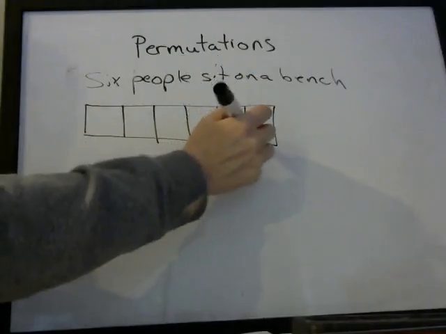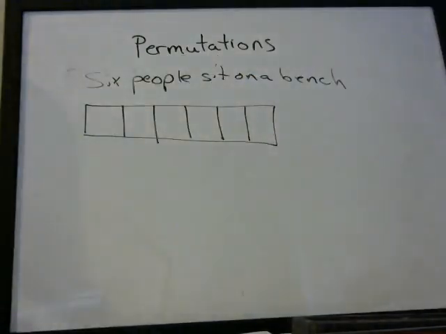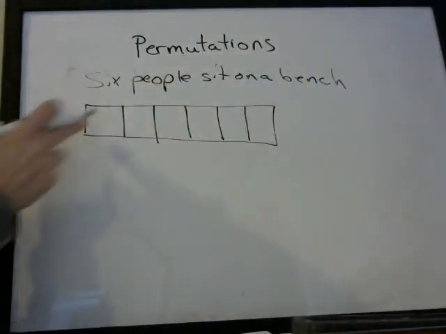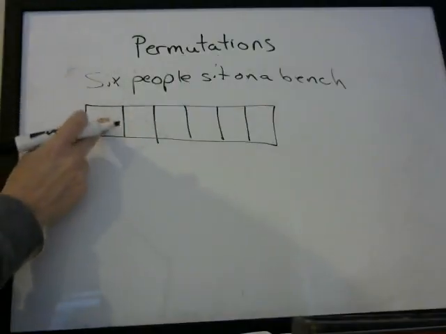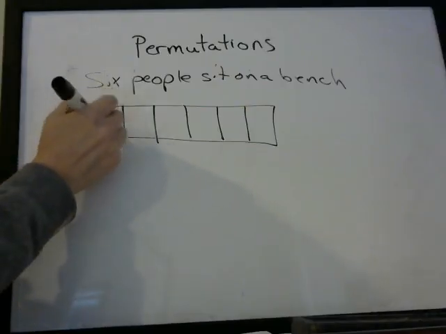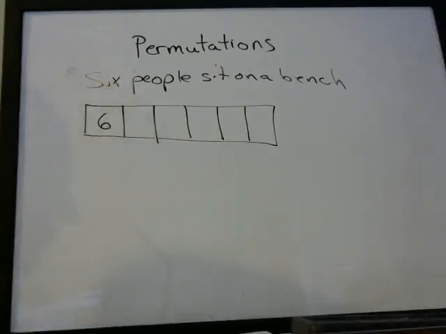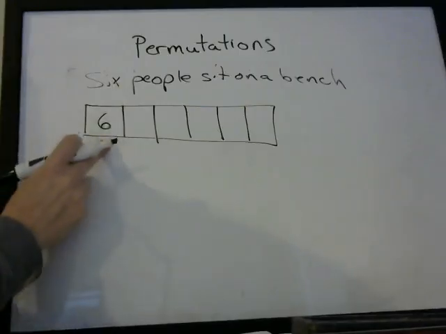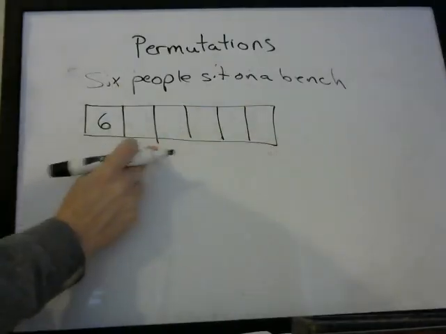There's 6 seats on the bench. So if we have 6 people, who can sit in that first spot? Well, any of the 6 of them. So there's 6 possibilities for that first spot. But once someone sits down, they can't sit in any of the other spots.